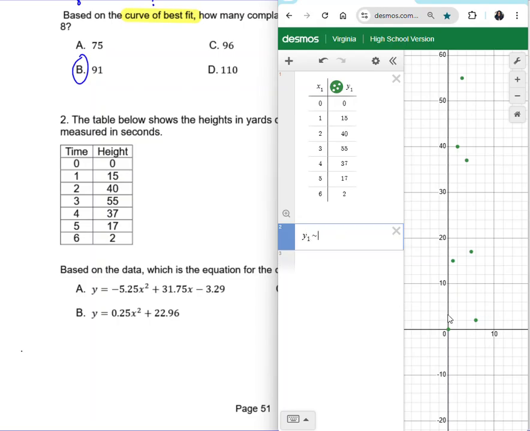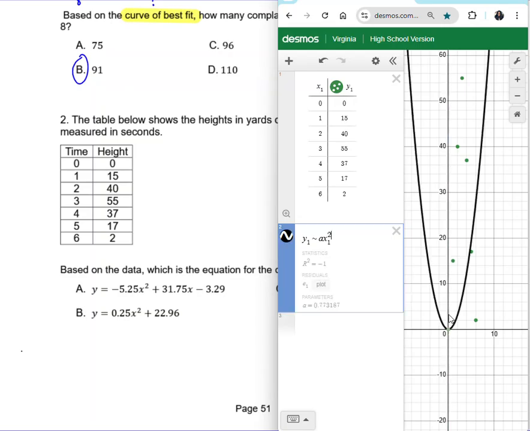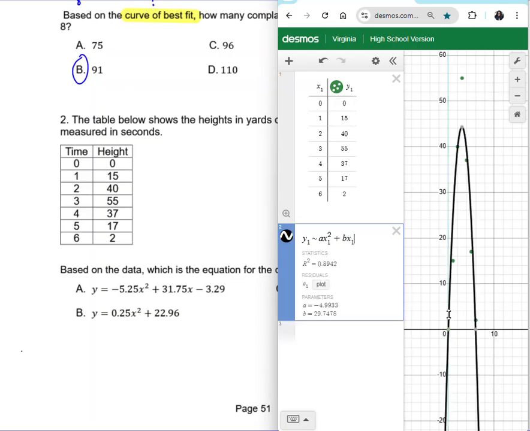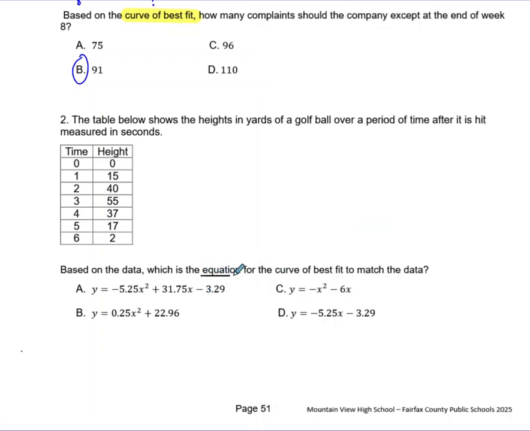So I'll type the quadratic regression, bx1 plus c, and then there you go. It's just asking me what the equation is going to be, so it's going to be in the form ax squared plus bx plus c.